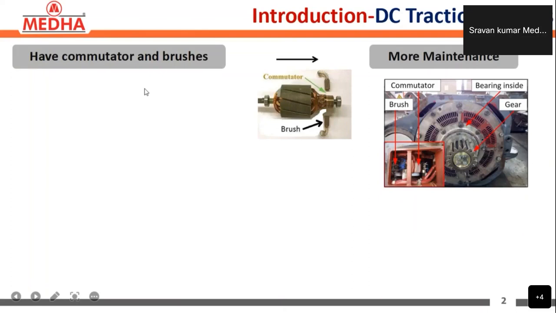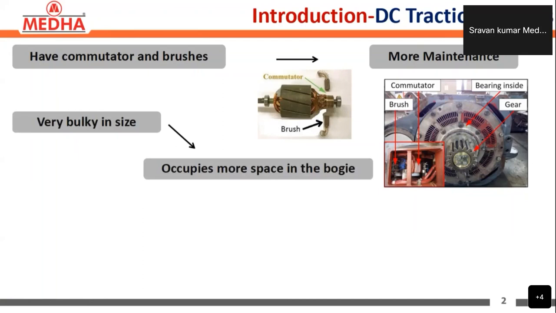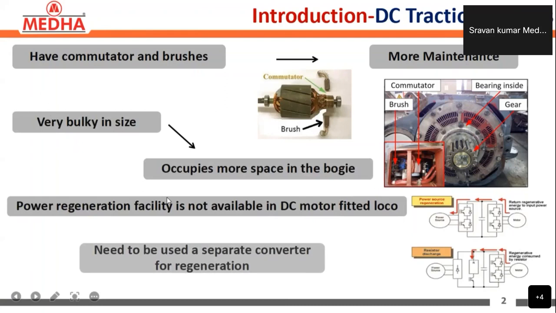We have commutator and brushes, which need more maintenance. Next, the DC series motors are very bulky in size, and due to their bulk size, they occupy more space in the bogie. The other major disadvantage of DC series motors is the power regeneration facility. As we know, the DC series motors cannot regenerate the power. So the regeneration facility is not available. In order to create any regeneration, we need to use a separate converter for the regeneration purpose.